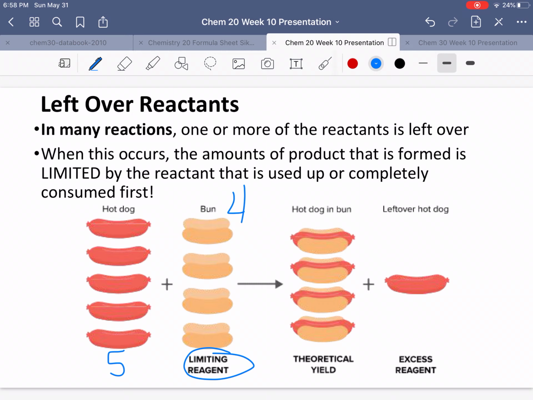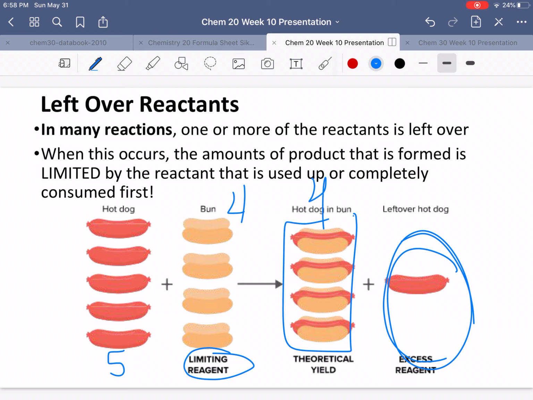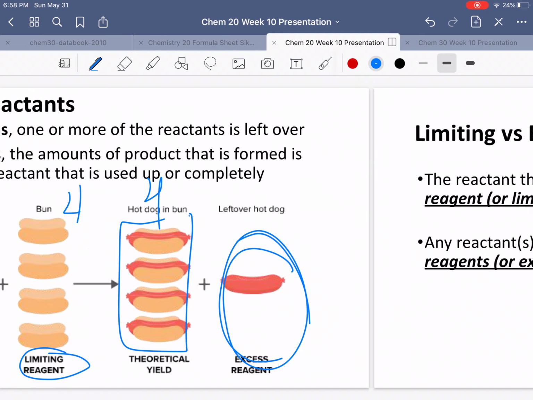What's going to be left over? What are you going to have extra of? You're going to have an extra hot dog, the actual wiener portion, right? So the bun determined the total product, right? Not the hot dog. The hot dog itself, I had in excess. I've got them left over. So ultimately, the amount of product is limited by the reactant used up, right? So the products are limited by the reactant used up or totally consumed first.